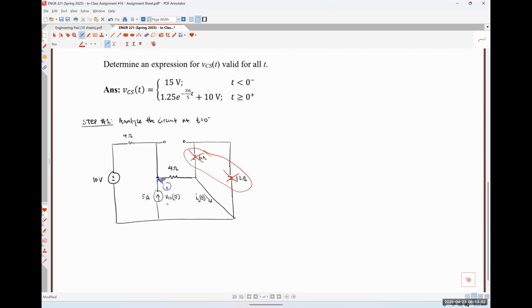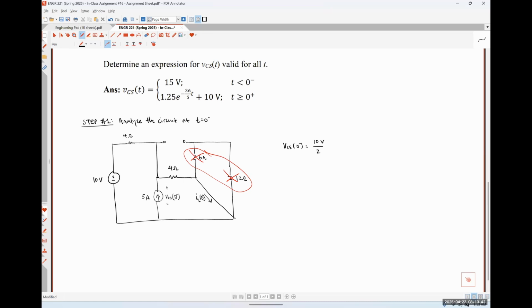So what I'm going to do, and I know it's been a minute since we've done this, is actually just superposition. Because if we say that the 5 amp source is off, it's very simple voltage division to get the contribution of the 10-volt source to the voltage drop across the 4 ohm resistor, because it's only going to see two 4 ohm resistors in parallel, right? So let me write it down here. VCS at 0 minus is going to look like 10 volts over 2, because the voltage is going to divide evenly among those two identical resistors.